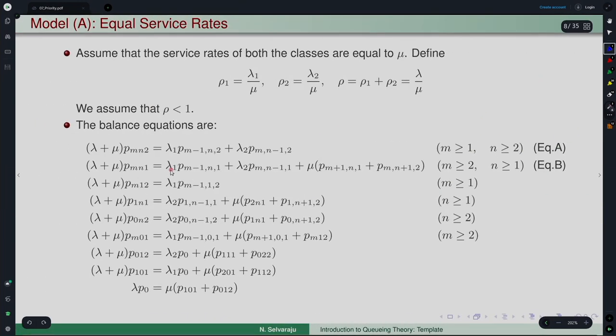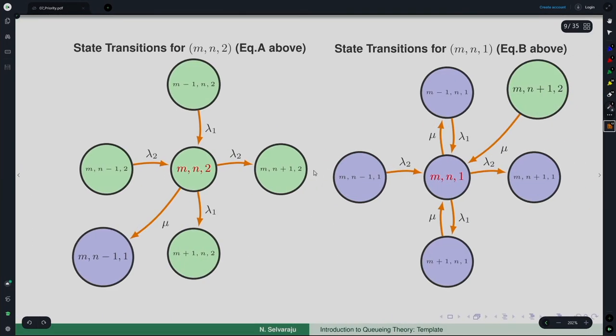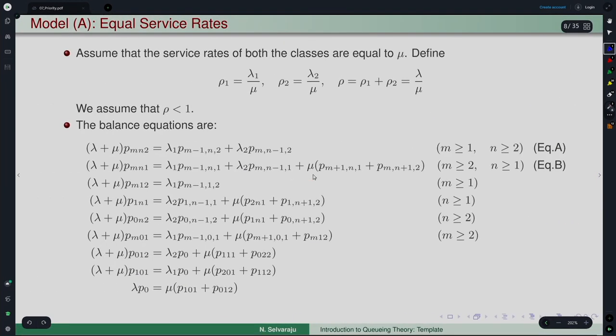You can understand lambda 1 from m-1 n1 and from m n-1 with rate lambda 2. There are two mu's actually that you have to look at here. One is this, the other is this. Now, if there is m+1 n1, a service completion would again bring it back to mn1. So, there are two, one mu is from here, the other mu is from here. So, there is mu from m+1 n1 and from m n+1 2, which will come to state mn1. That is what this equation is.